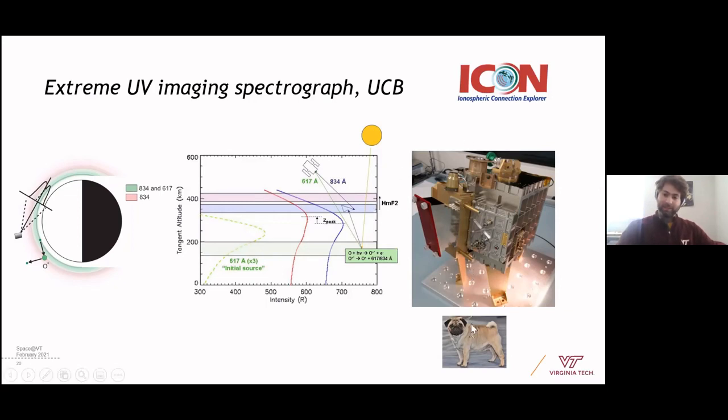But here I'd like to point out that the imager looks like a pug. So it gets the nickname of the pug. Had to throw that in there. So this is the EUV instrument. For the rest of the talk, we're going to be kind of looking at this thing.